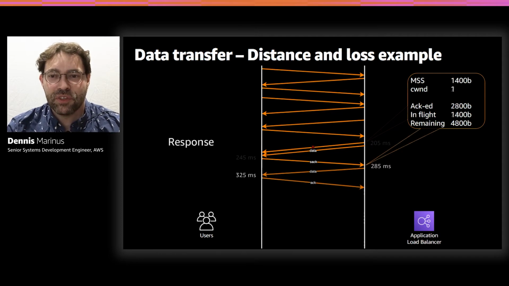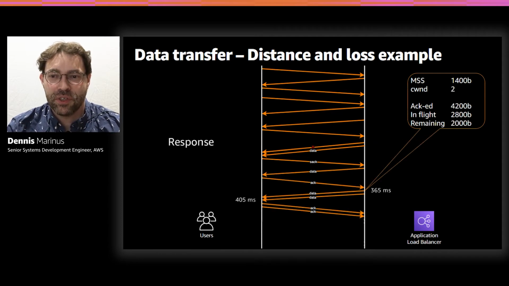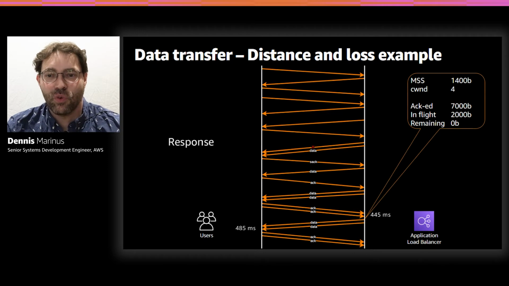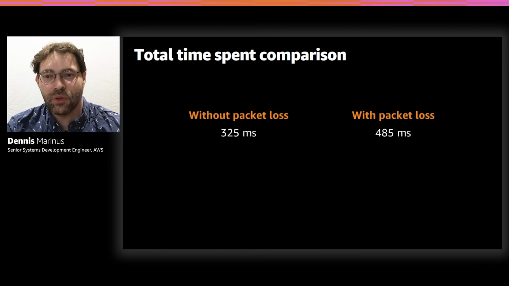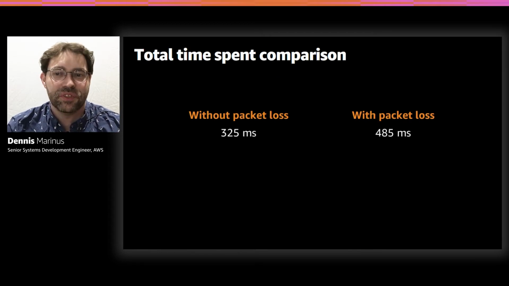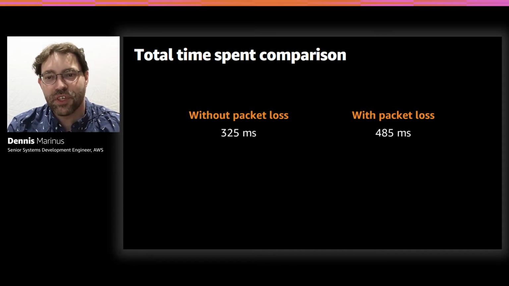From here on, things are similar as before. Each packet gets acknowledged, we scale up our window as normal, and our congestion window ends up being 4, but we only have 2 packets worth of data left of our 9K of response, and in this time, all of the transmission took 485 milliseconds to reach the user. So in this example, a single lost packet caused our total transmission time to increase from 325 to 485 milliseconds, an increase of nearly 50%.